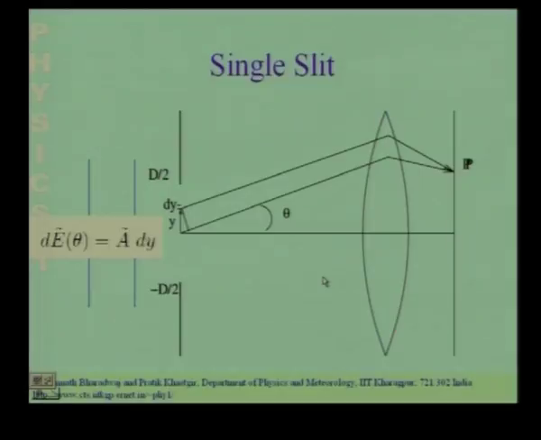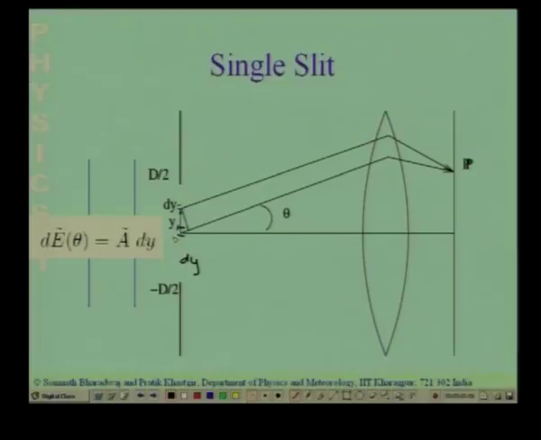So, let us first look at a point, a small line element dy located near the origin. So, we shall consider the contribution from a small element dy. This line element we shall call dy, and it is located at the origin. We will align the y axis along the slit, and the origin of the y axis is located at the center of the slit.